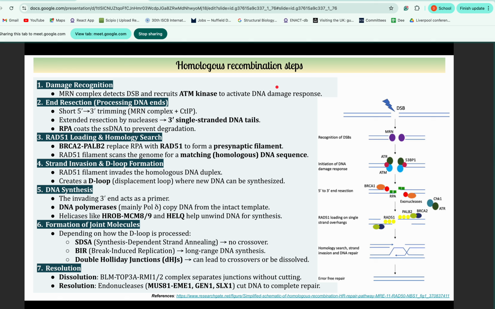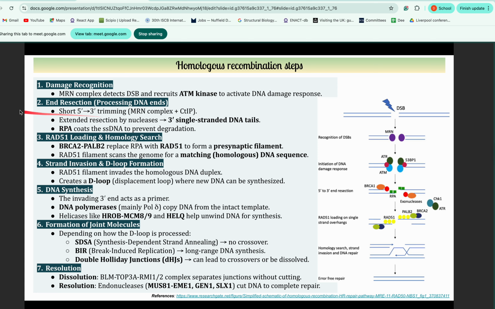Now these are the steps. The first step is that whenever damage has happened, we need to recognize where the damaged place is. To recognize it, the proteins are the MRN complex. These are three proteins which make a complex, and they search the entire double-stranded DNA to find the break point. After they have identified it, they recruit ATM kinase to activate the DNA damage response. ATM kinase acts as a signal, because it will phosphorylate that part and send the signal that this part needs to be repaired. This is known as the recognition of damage and initiation of the process of DNA damage repair.